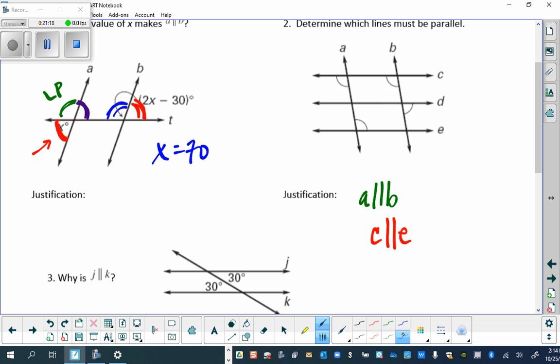See, you have the same question they did. Here's line C, and here's line D. What angle relationship do you see that you think makes them parallel? This angle here and this angle here have no relationship.